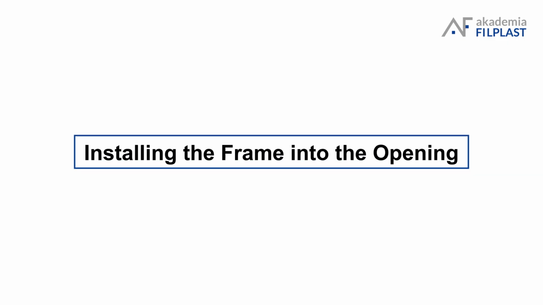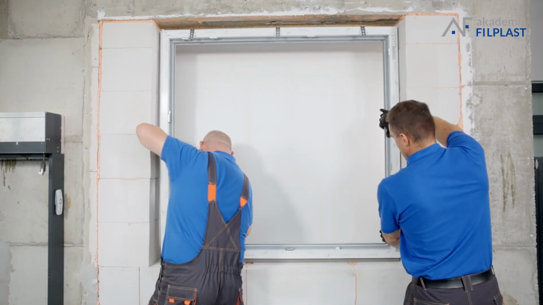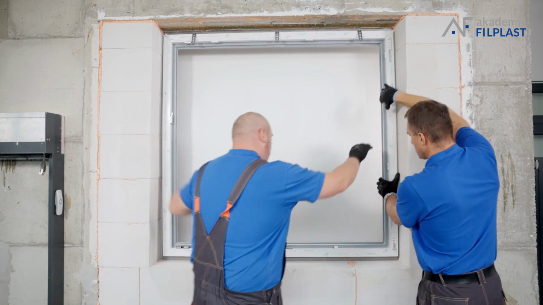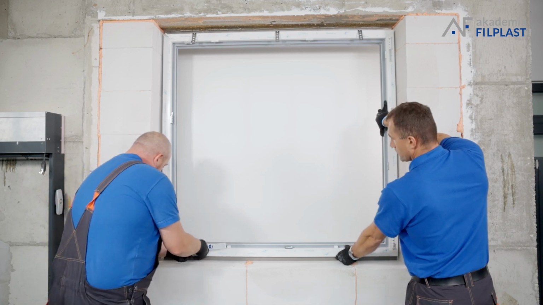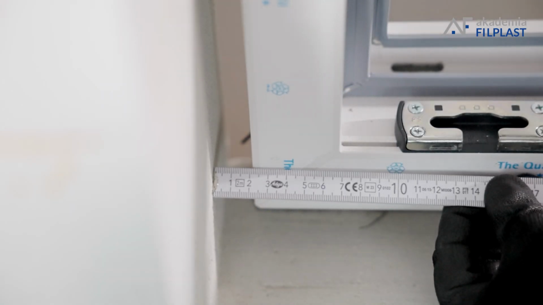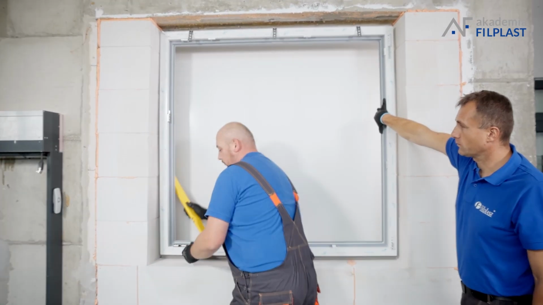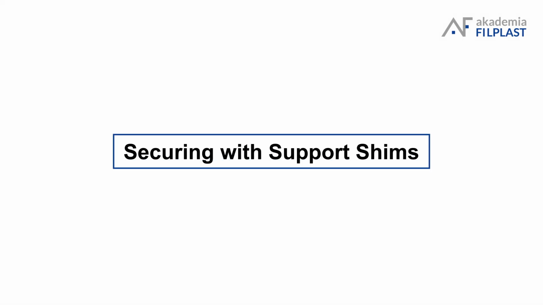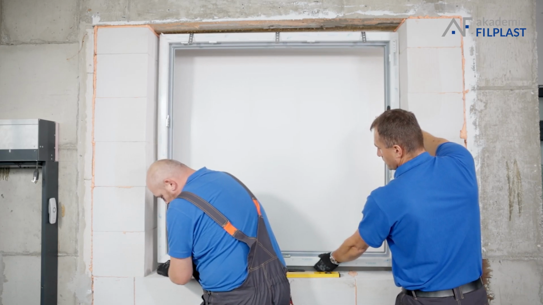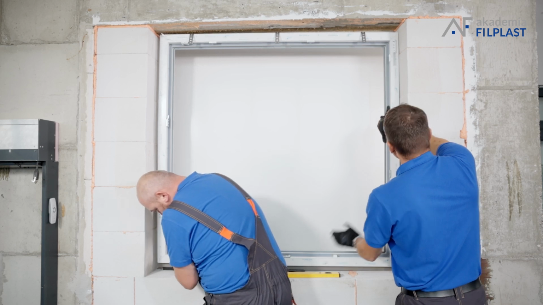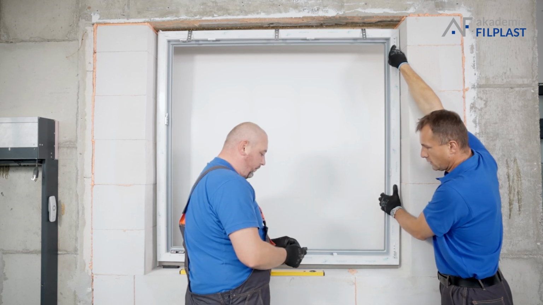Installing the frame into the opening. Place the window frame into the prepared opening. Securing with support shims. Support the frame with shims to prevent settling due to the weight of the structure or building movement. Shims must remain in place to avoid deformation, which could affect window functionality.